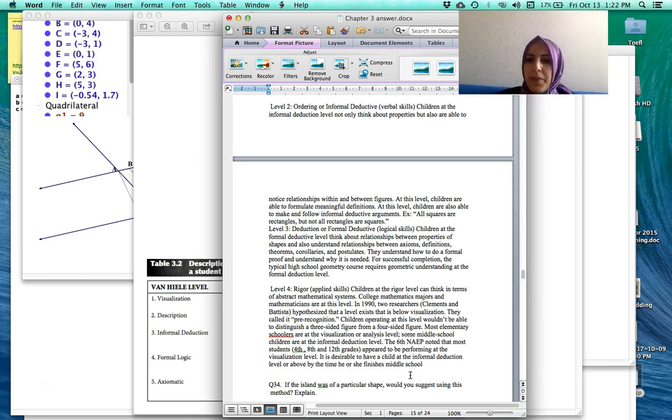The NAEP notes that most students in 4th, 8th, and 11th grades appear to be performing at the visualization level. It's desirable to have a child at the informal deduction level or above by the time he or she finishes middle school.